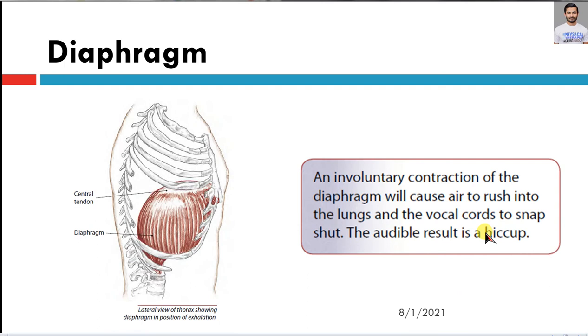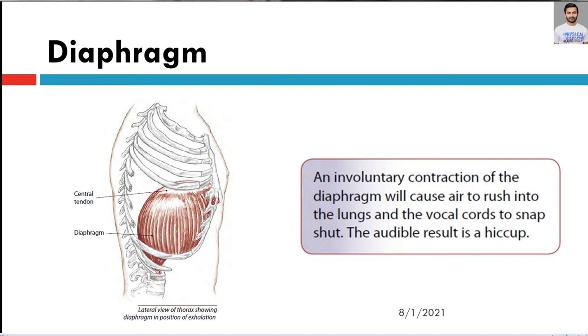Then the diaphragm is the muscle of respiration, and this is the primary muscle of respiration. Basically, it is responsible for inspiration only. When it contracts, the anterior-posterior diameter of the rib cage increases, and thus there is a negative pressure, and it forces the air to rush in.